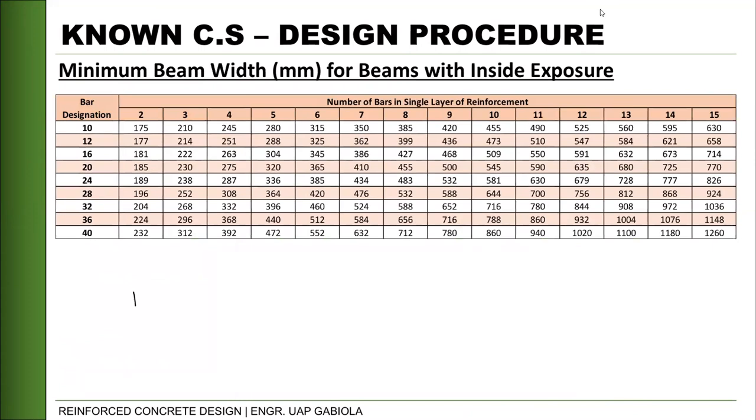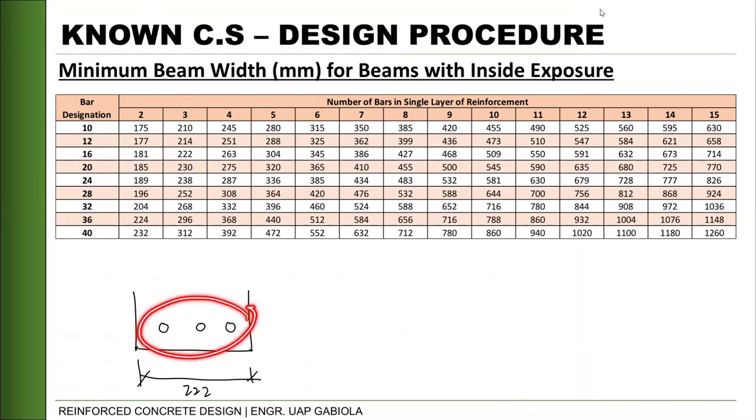So paano ba yan? So let's say ito yung biga natin, and let's say you are trying to reinforce yung beam mo with 3 16. Okay, so ang requirement niya is 222 yung minimum width niya. So ang ibig sabihin niya, halimbawa ito yung tatlong 16 diameter rebar mo, so dapat daw itong width na to is at least 222 para magkasya tong arrangement na to. Okay, and these values are from this figure lang din, no?